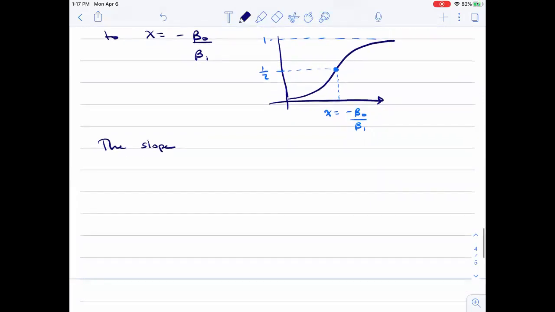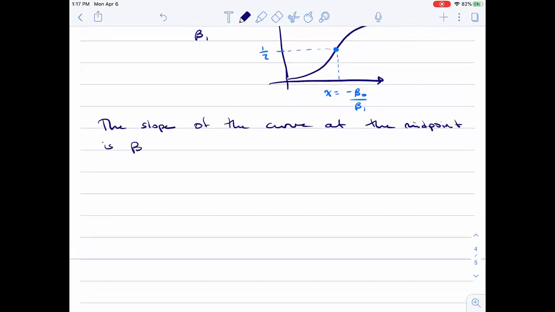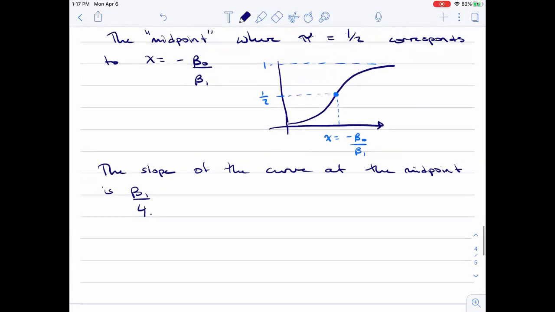The slope of the curve at the midpoint is beta 1/4. Right. So here, this is what we call the midpoint. And what we also added was that the slope is beta 1/4. Okay. So we can get a lot of information. We can get a pretty good idea of what this graph looks like, right?